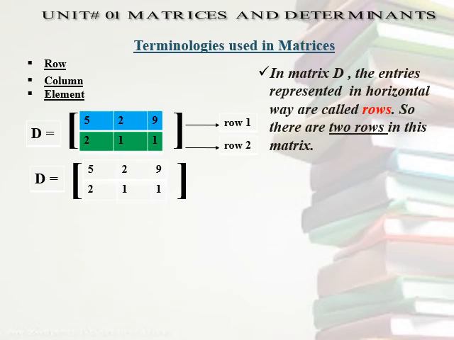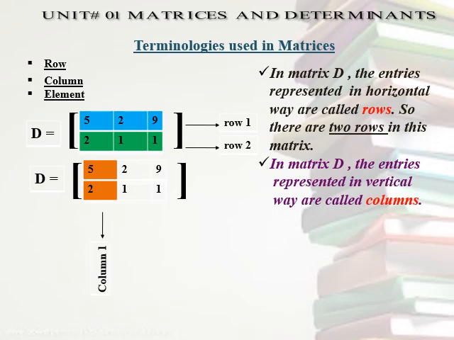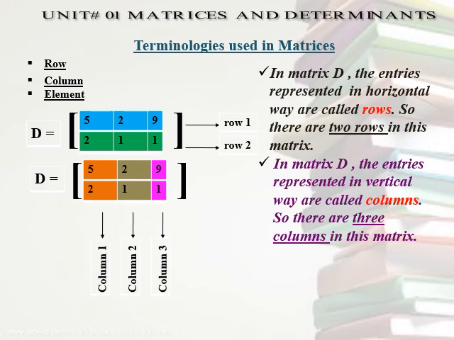I am taking same matrix to give you the concept of columns. This is our first column of matrix D. Dear students, you can see that I have highlighted entries in vertical way. So, entries represented in vertical way are called columns. Similarly, this is column 2 of matrix D and this is column 3 of matrix D. I have again highlighted entries in vertical way and we have no other entry to show in vertical way. So, there are 3 columns in this matrix.